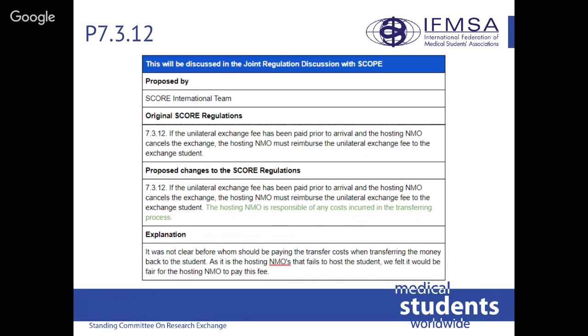So in SCOPI, I believe they have proposed actually the opposite, that the hosting NMO can retract the transfer fee from the fee that they were going to send. And thus the student will not receive the whole unilateral exchange fee in case there are any transferring costs. So this will be discussed in the joint regulation discussion with SCOPI, so we can come to a consensus between SCOPI and SCORI and possibly have the same regulation.